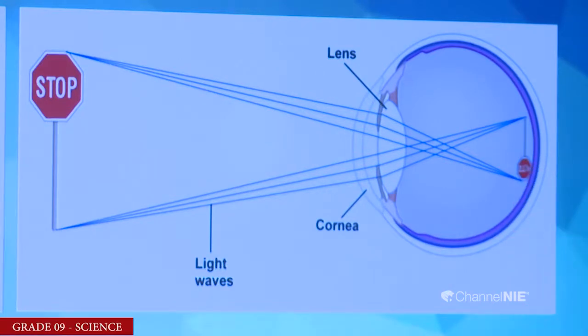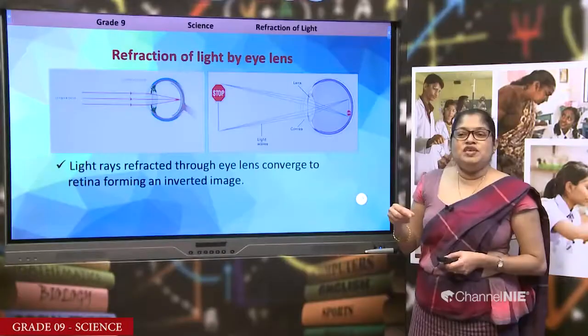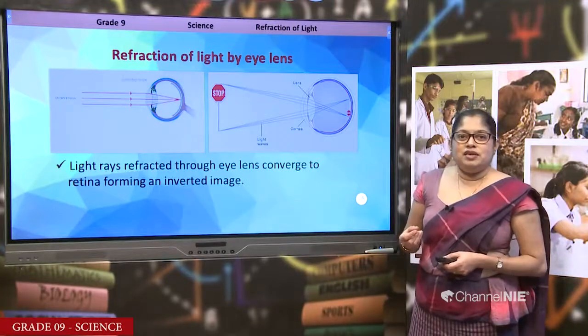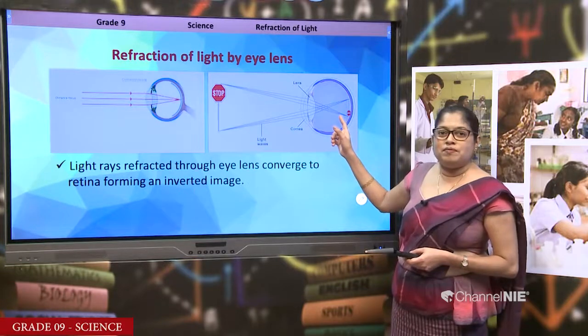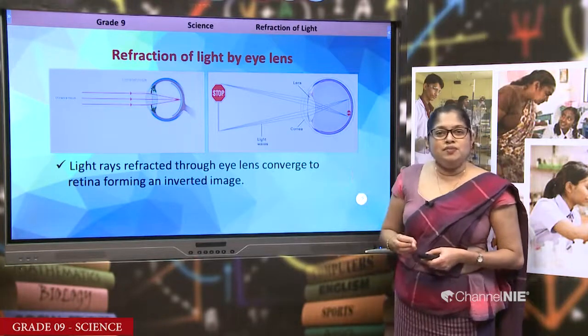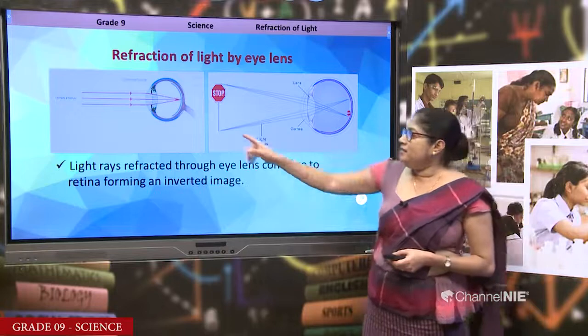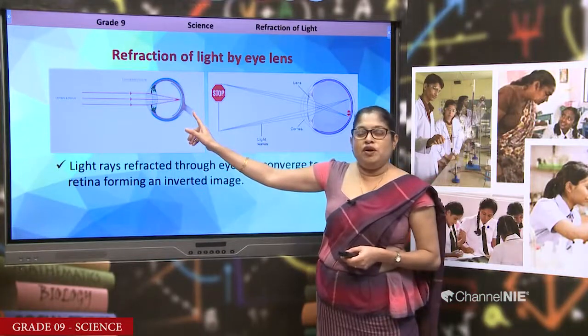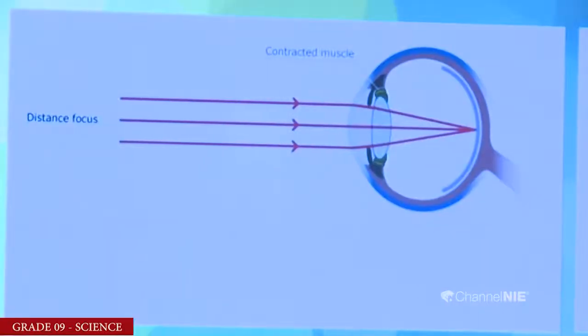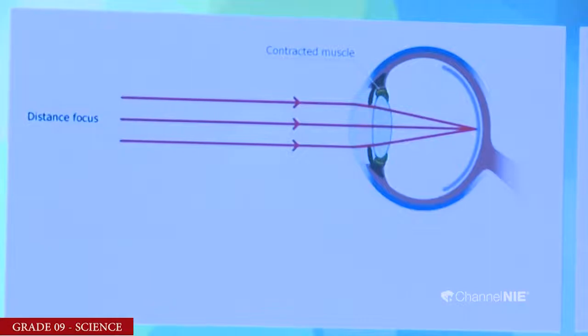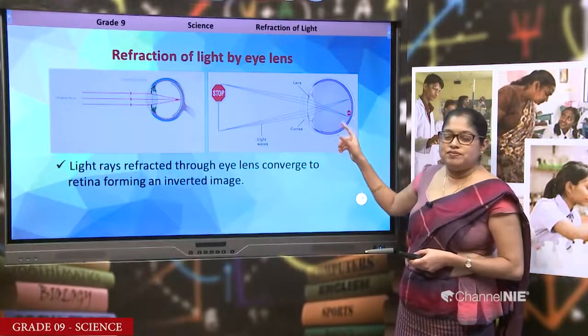So, how do you see things? Do you see things inverted or upright? We see things upright, but you can see here the image is inverted. How do we see an upright image then? This is done by the structure we call the optic nerve. This nerve sends the message to the brain, and the brain interprets this image as upright.